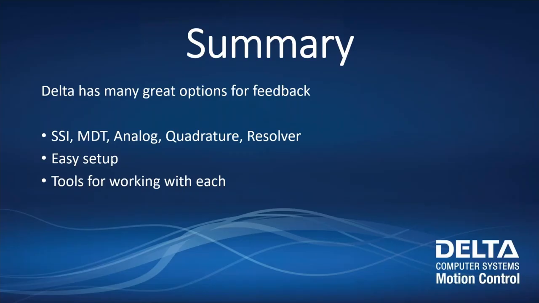Okay, so that was a lot of information very quickly. But just to summarize, Delta has quite a few great options for feedback. You can see each of our controllers can handle any of those feedback types that we talked about: SSI, MDT analog, quadrature, resolver. Generally it's going to be SSI, MDT analog or quadrature, but the resolver is also available with the RMC 150. Maybe we can do a webinar sometime in the future on that.